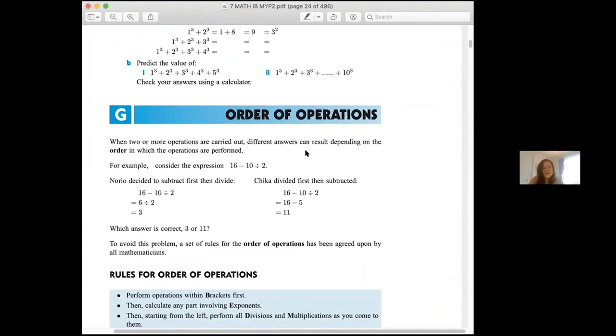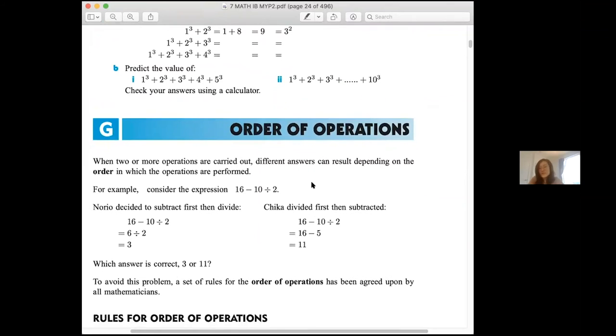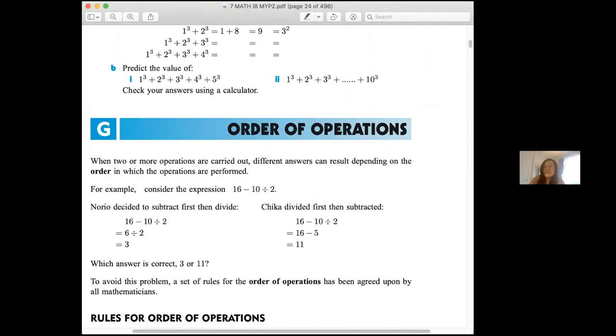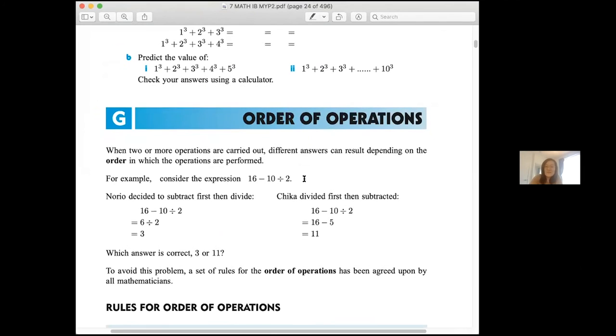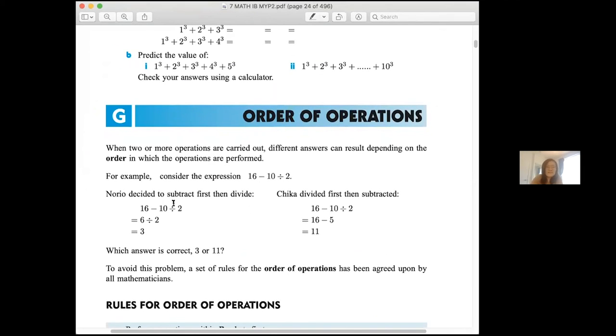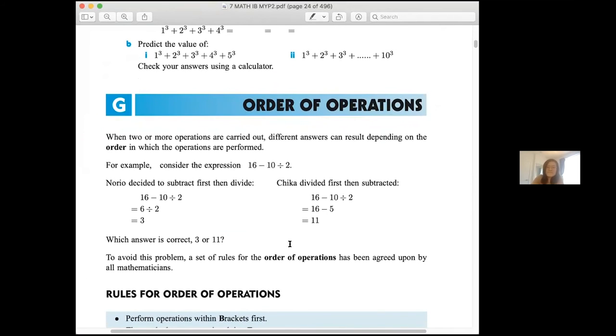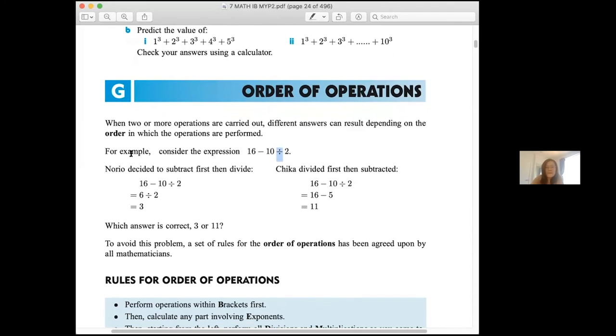And this is our last topic, order of operations. This is the most difficult one, but it is also a very interesting part, so let's all work hard on this. The general idea is we work from left to right, but when we have different operations, like subtraction and division in one expression, we need to decide which one we do first.